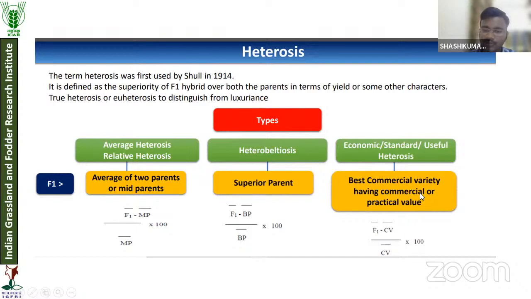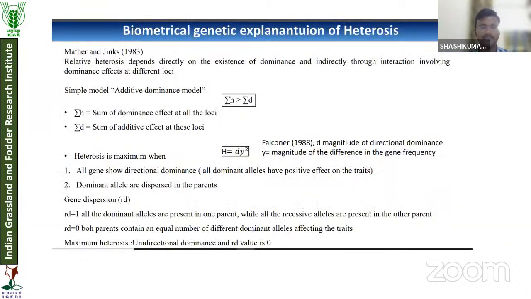You take the difference between the F1 and the commercial variety. Most of the time, when you want to compare a hybrid, you should always use another hybrid. If at all a hybrid is not there, then you can go for any open pollinated variety. The difference between the commercial variety and the F1 gives the economic heterosis or useful heterosis. This is highly used when you want to release hybrids for cultivation.